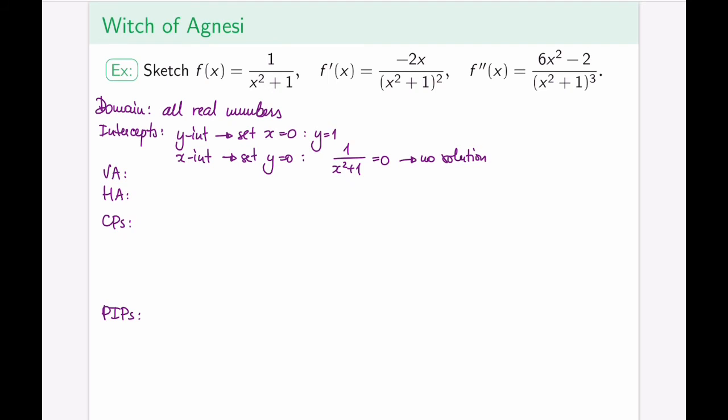For the vertical asymptotes, the function has a denominator. It's a rational function. So the vertical asymptotes will come from the denominator being equal to 0. But this expression can never be equal to 0. So for the vertical asymptotes, we have none.